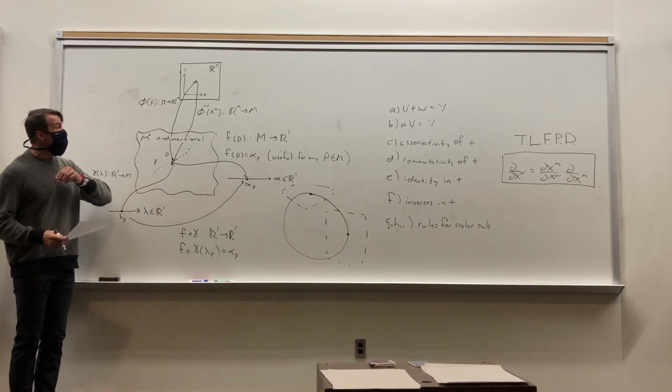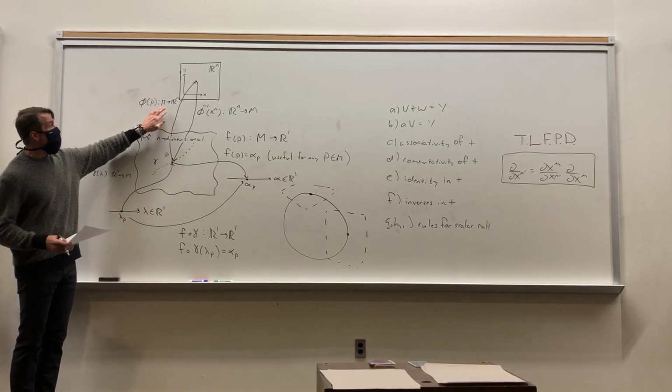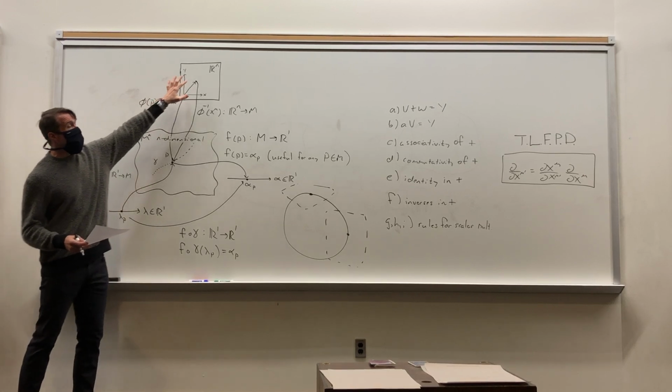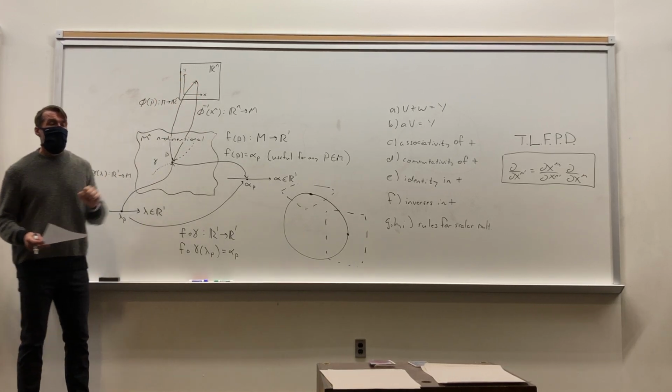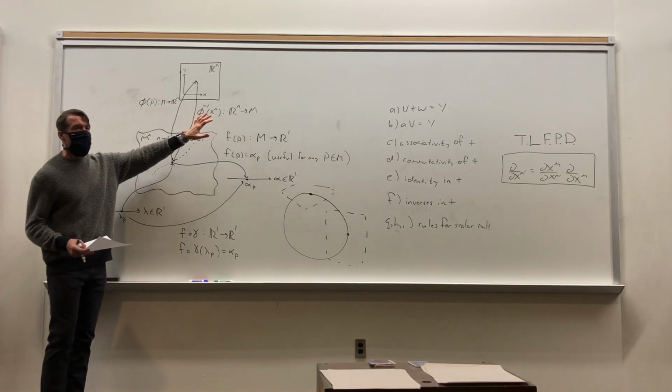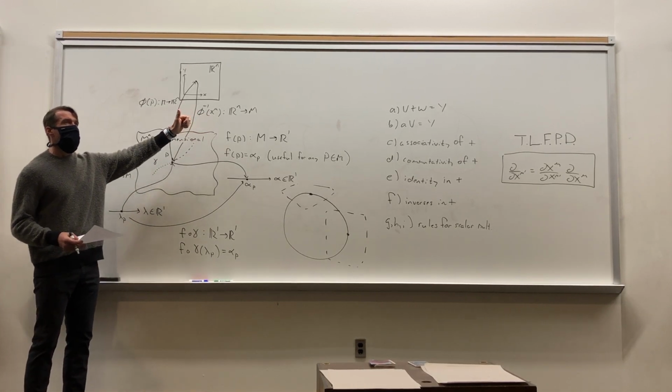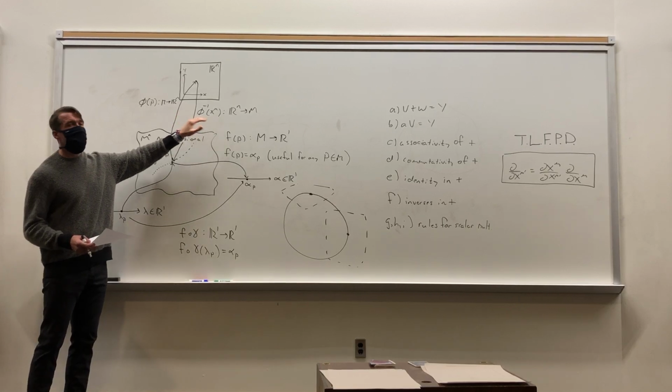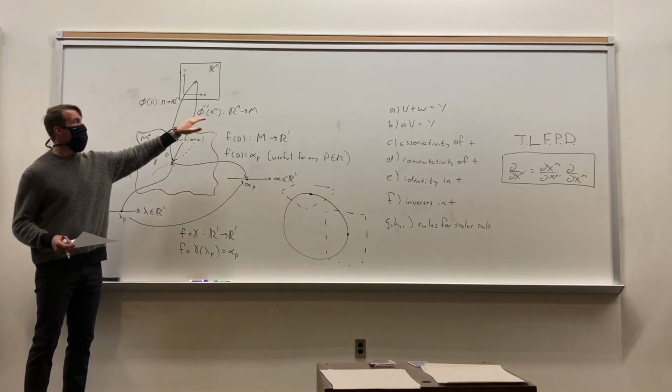Now you might object, because I said to you that the charts must have an image which is open in Rn, and the map must be injective, one-to-one and onto. No, sorry, it's not onto, it's just one-to-one. But I also said that given the lack of bijectiveness, I can't define an inverse. So why am I defining an inverse?